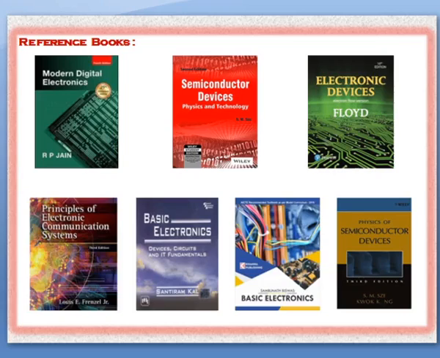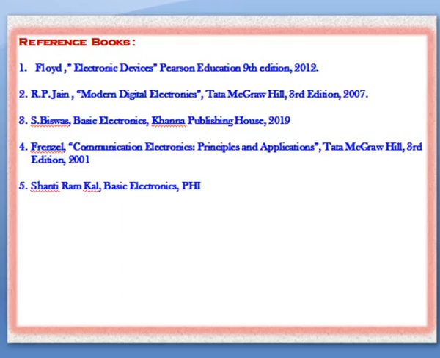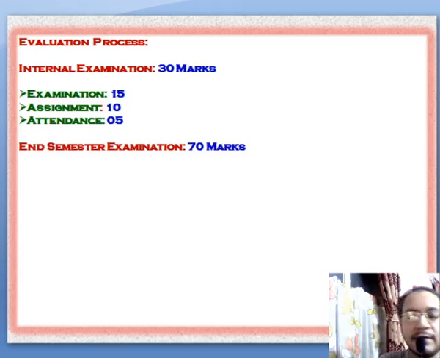These are the reference books that you may refer to. The evaluation process is the same. You have to appear for a 70 marks end semester exam and a 30 marks internal exam, out of which 15 are for the exam, 10 for assignment and 5 for attendance.